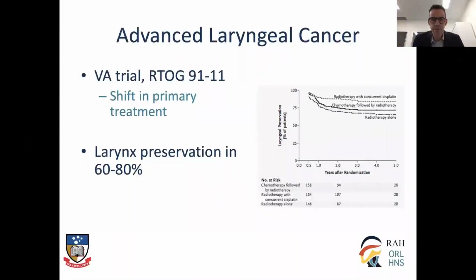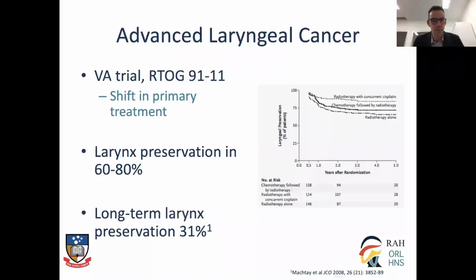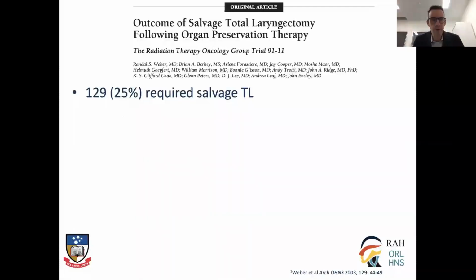And whilst successful in disease control, larynx preservation was in the order of 60 to 80% in those studies. We do know that the long-term laryngeal preservation was significantly lower. And this has certainly been looked at, and the patients in the RTOG 9111 trial were subsequently reviewed in 2003. And 25% of those patients who had survived with their larynx went on to require salvage total laryngectomy, either for cancer recurrence or for dysfunction of the larynx.